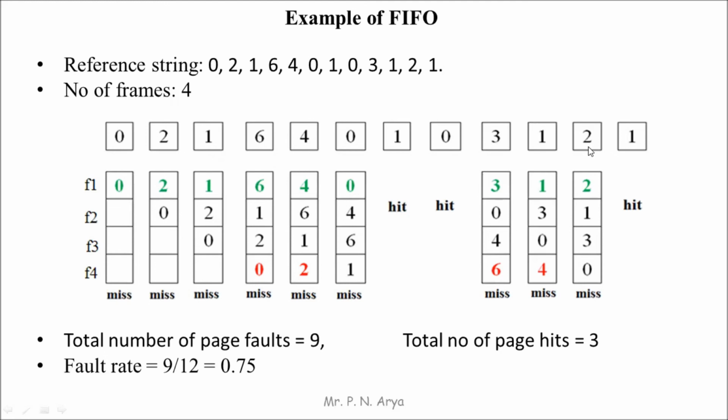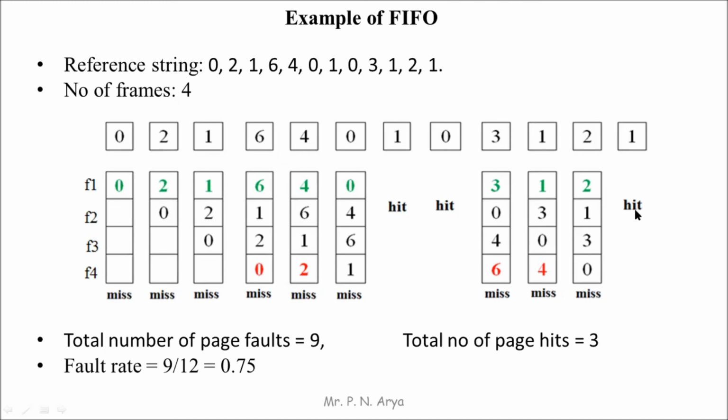And next is the 2. 2 is also not present, so 2 will swap in. Which page is removed from the main memory? 4 will be removed because 4 came very first. So 4 will be removed. So 1 3 0 will shift down, and 2 will be put on the top. And next is the 1. So 1 is available in the main memory, so here is a hit.